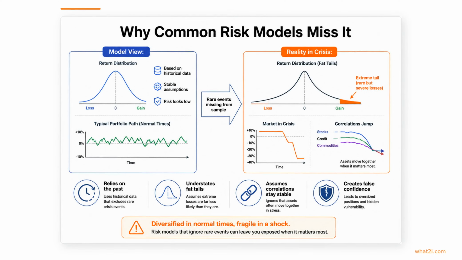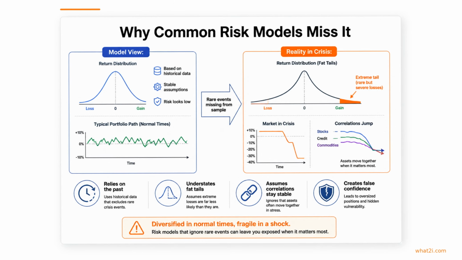Common risk models often miss black swans because they are built from the past and depend on stable assumptions. Historical data can tell you a lot about ordinary behavior, but it usually contains too few true extremes to represent tail risk well. Many models also assume that relationships such as volatility and correlation remain reasonably stable. In a crisis, those assumptions can fail all at once. Assets that look diversified may suddenly move together, and losses can arrive in forms the model treated as highly unlikely. The danger is not just inaccurate numbers, it is the false confidence those numbers can create.